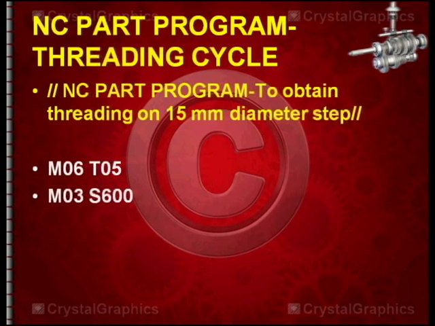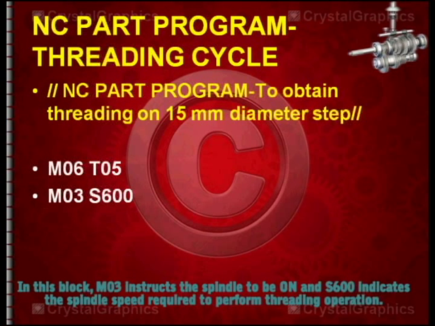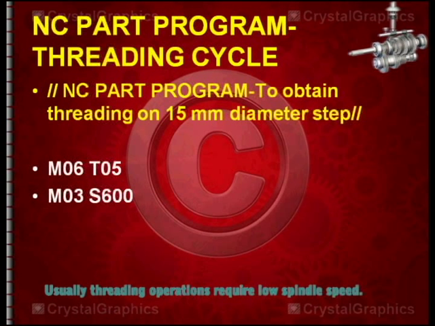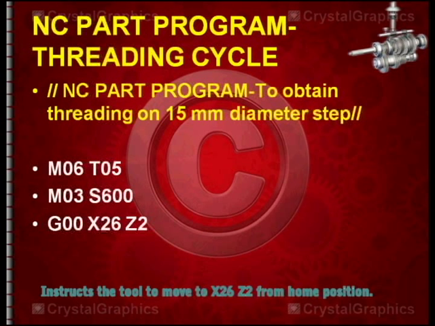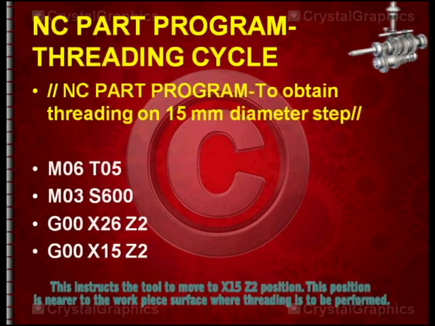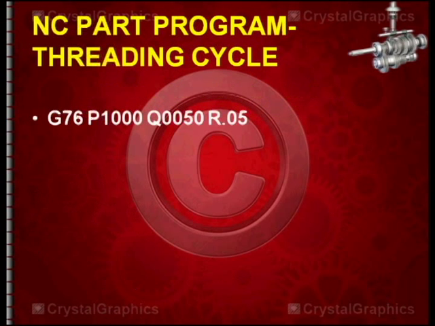M03 S600. In this block, M03 instructs the spindle to switch on and S600 indicates the spindle speed required to perform the threading operation. Usually, threading operations require low spindle speeds. G00 X26 Z2 instructs the tool to move to X26 Z2 position from the home position. G00 X15 Z2 instructs the tool to move to X15 Z2 position. This position is nearer to the workpiece surface where threading is to be performed.